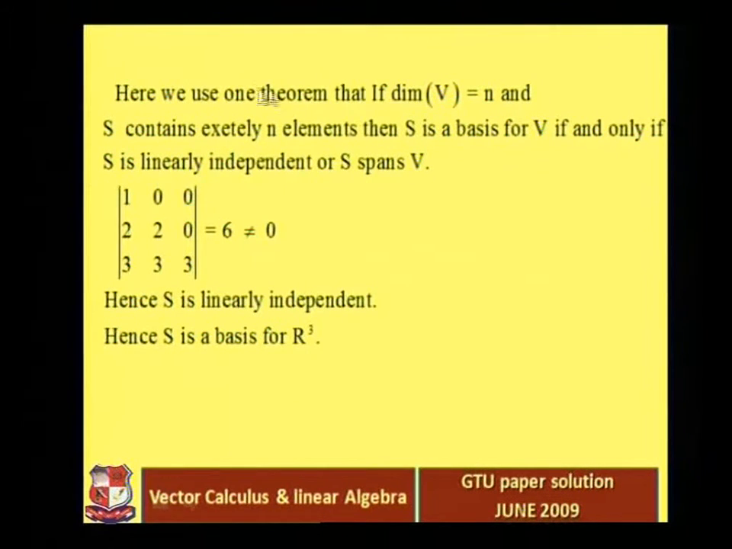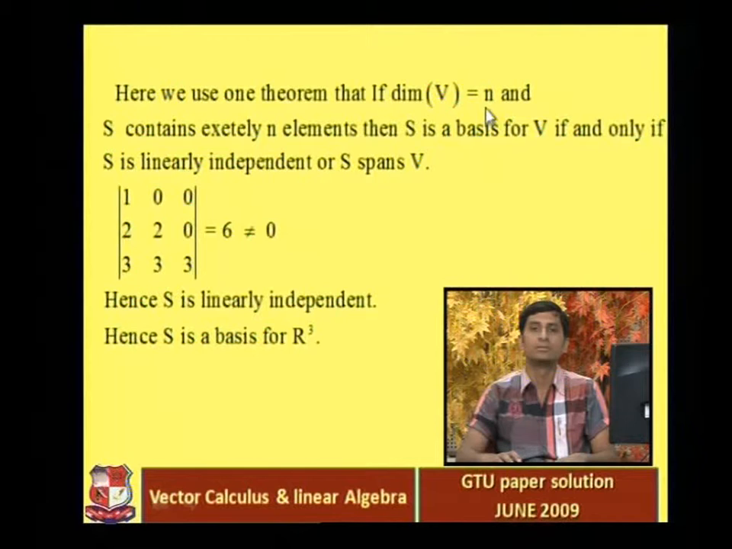Here is one important theorem which we use. What the theorem says, just try to understand: if the dimension of V is equal to n and S contains exactly n elements, then S is a basis for V if and only if S is linearly independent or S spans V. That means, to prove that three vectors are basis vectors, we only need to prove one of the conditions. Either we prove linearly independent, or we prove S spans V.